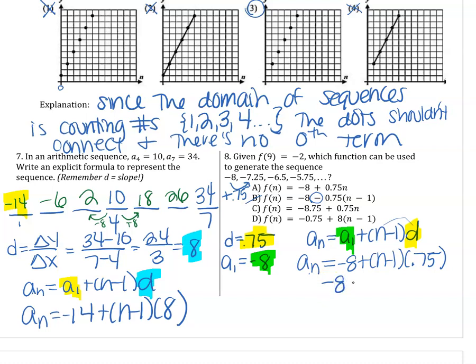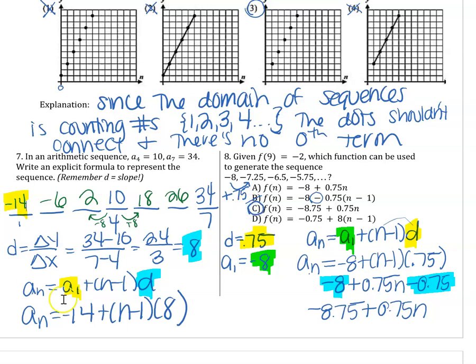I've got -8 plus 0.75n minus 0.75, right? By just distributing backwards here, that 0.75. Now from there, I'm noticing that I have a -8 and minus 0.75 that I should combine. So that's negative 8.75 plus 0.75n. Take a look at our options, and that looks like option C.